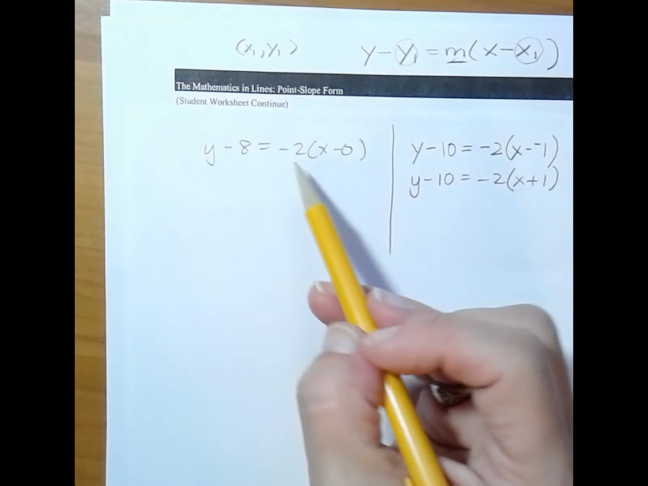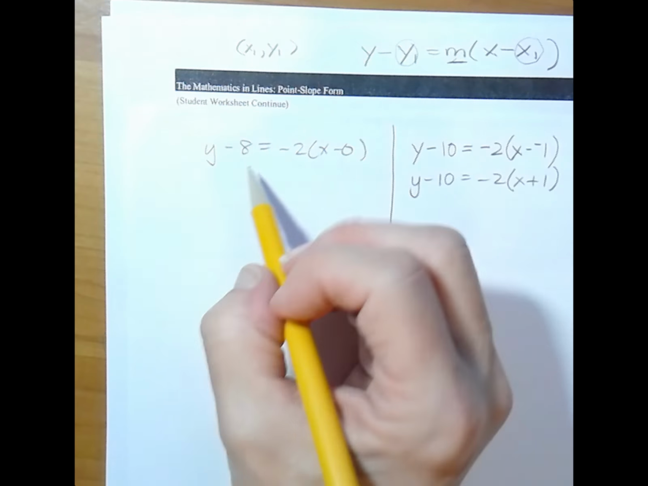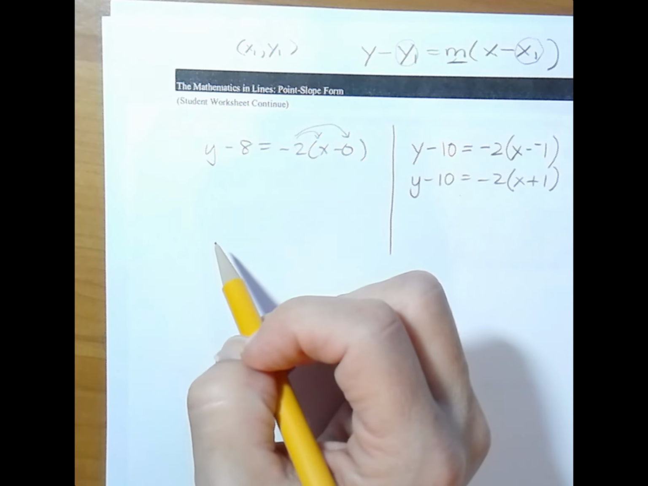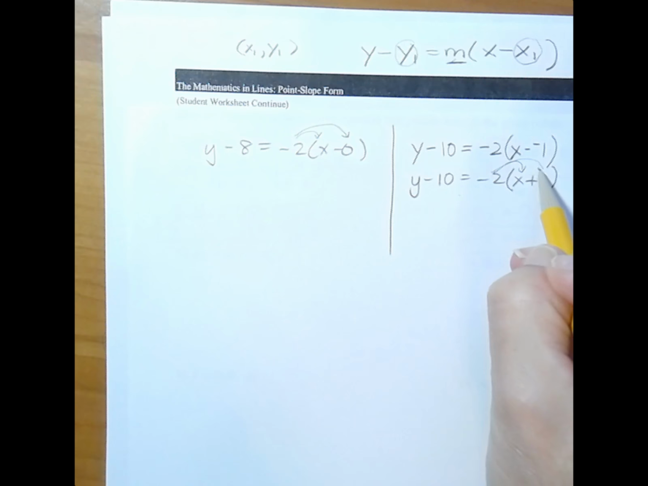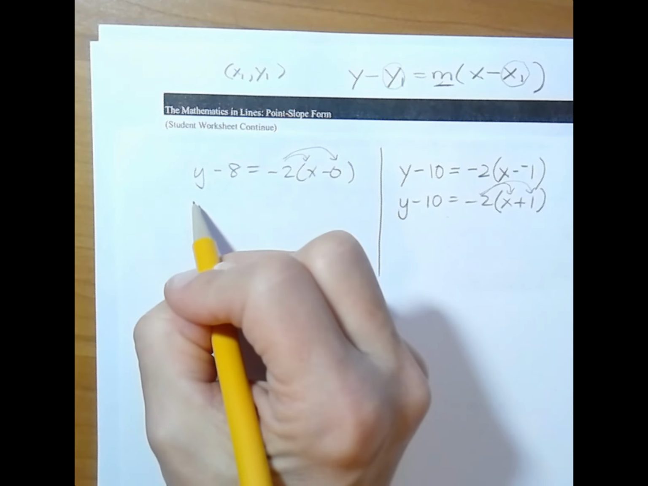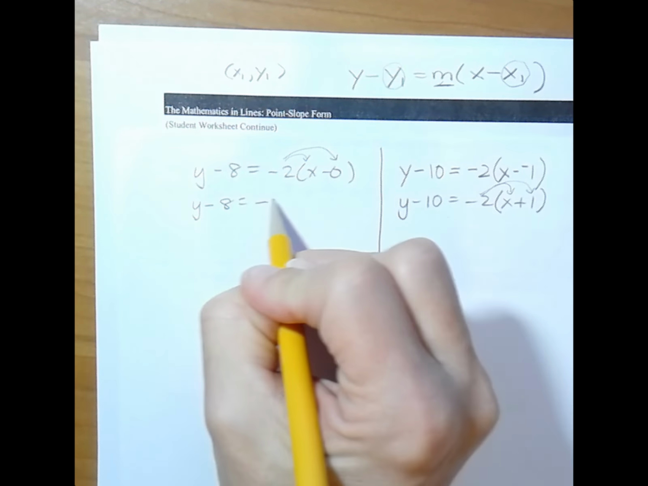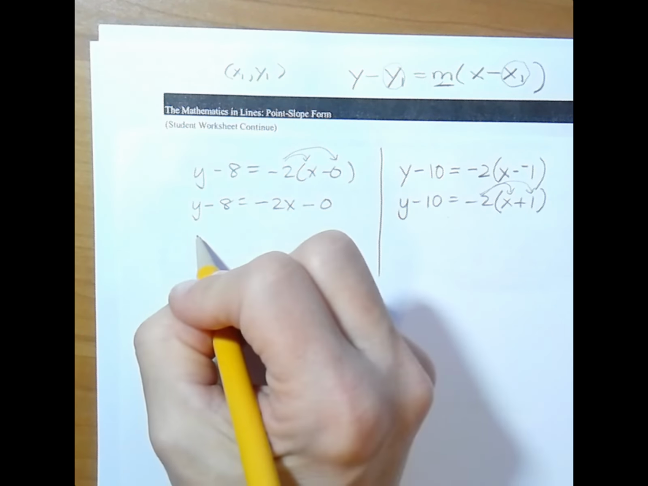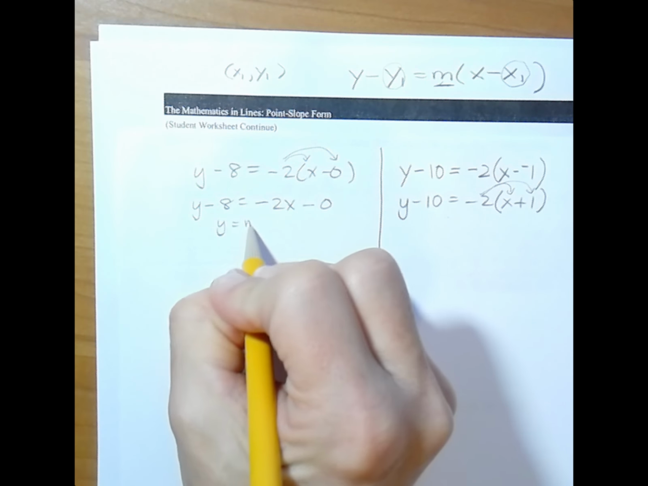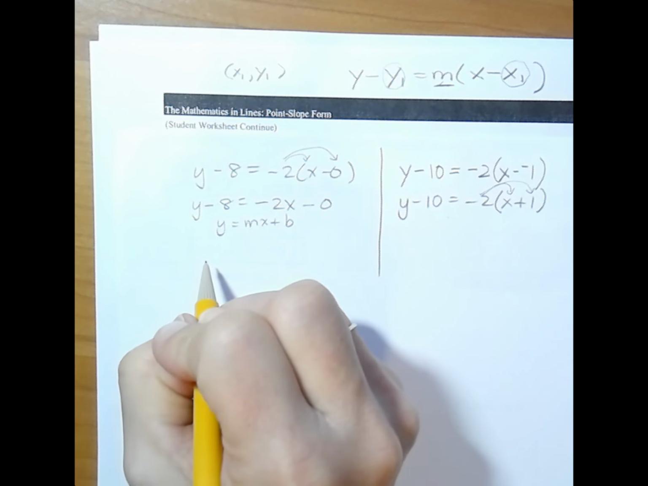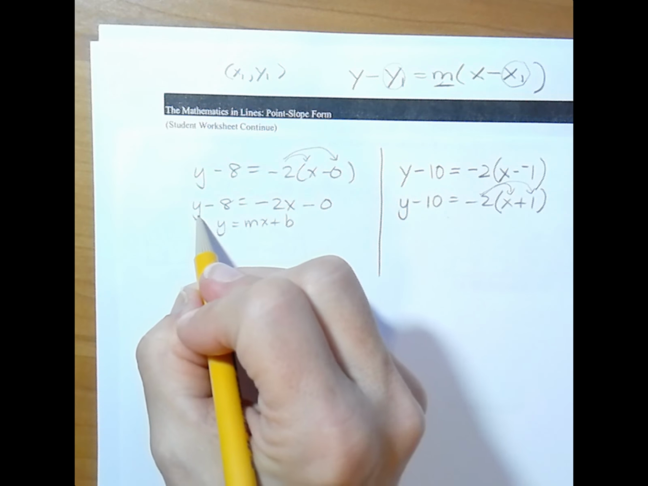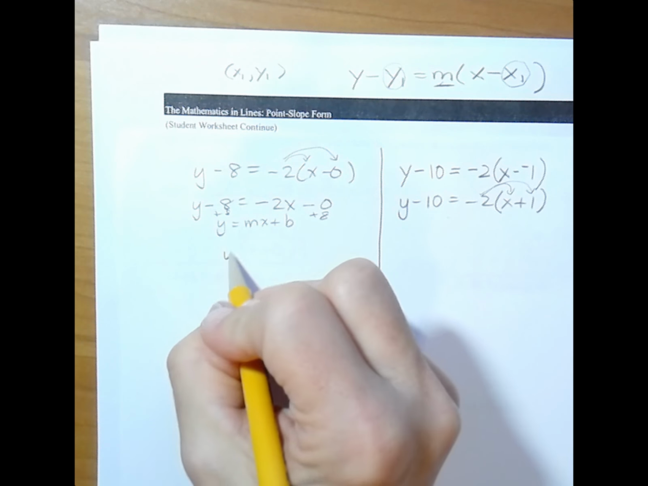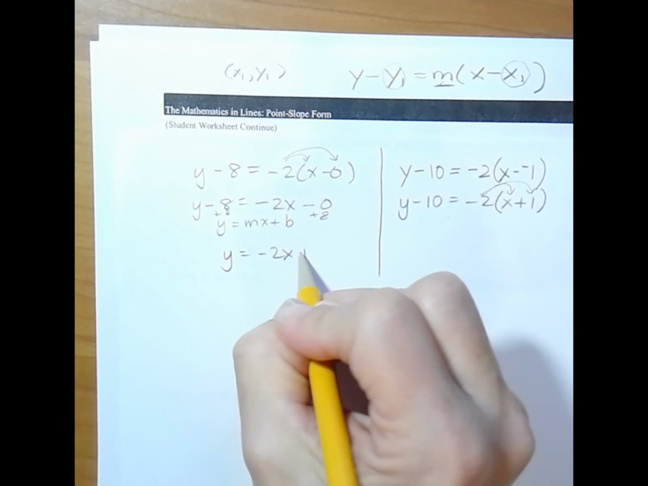I know right now these two equations look very different, but we could use our algebra skills and change this into slope-intercept form. Okay, like we could distribute and get rid of the parentheses. So let's go ahead and do that. That would give me y minus 8 equals negative 2x minus 0. I'm trying to get it into slope-intercept form just to show you that these are still the same equation. So if I want to solve for y, I would have to add 8 to both sides. That's going to give me y equals negative 2x plus 8.